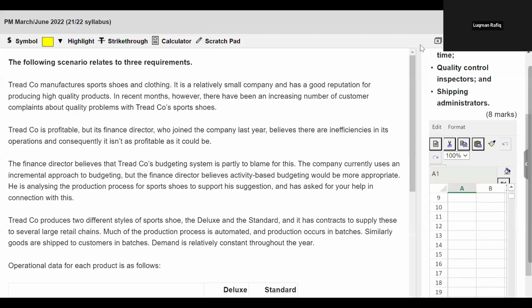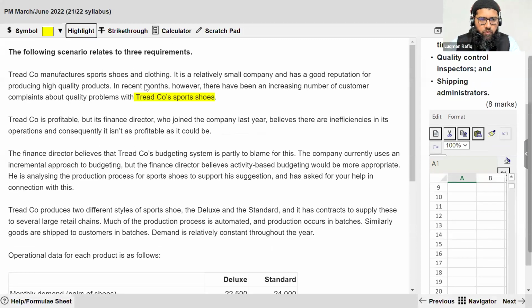Now let's talk about it. It says Trade company manufactures sports shoes and clothing. It is a relatively small company and has a good reputation for producing high quality products. In recent months, however, there have been an increasing number of customer complaints about quality problems with Trade company's sports shoes. Trade company is profitable, but its finance director, who joined the company last year, believes there are inefficiencies in this operation, and consequently, it isn't as profitable as it would be.